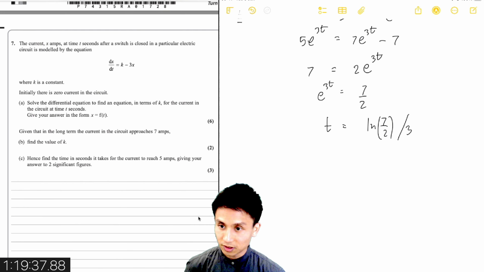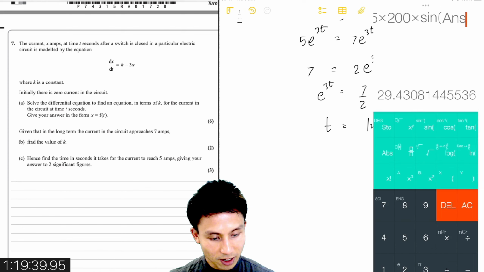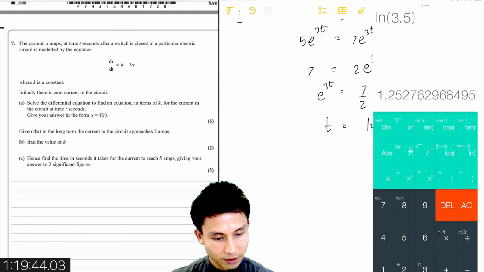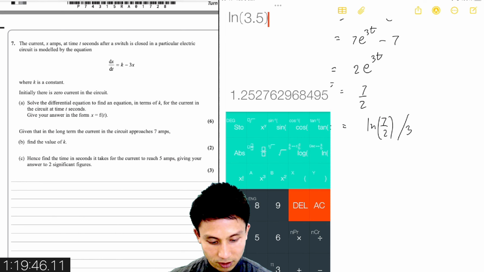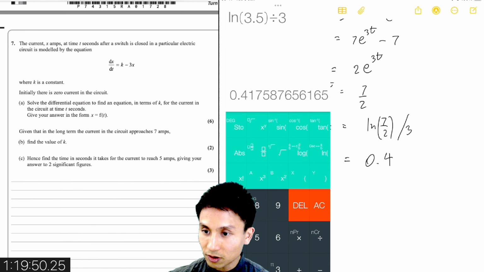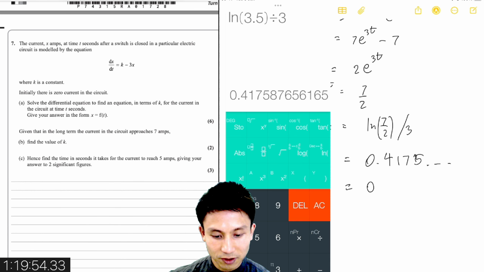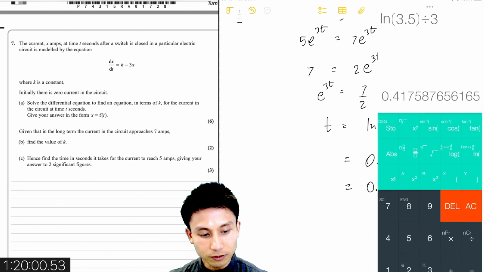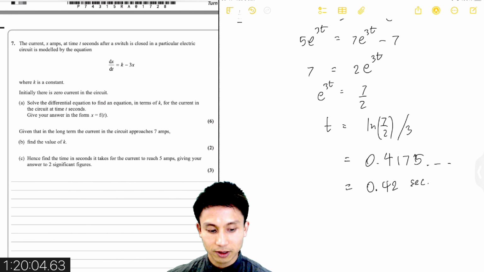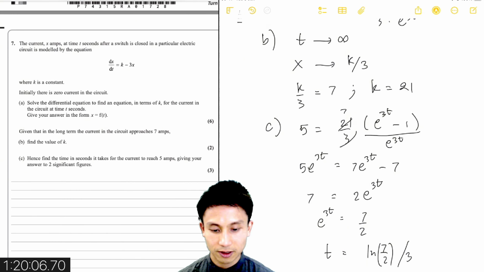We have to put two significant figures, so bring the calculator. So it's ln 3.5, yeah, divided by 3. So that is just 0.4175, and so to two significant figures, just 0.42 seconds. Okay. Just bring back the cap. Hang on. Okay, that's the answer there.